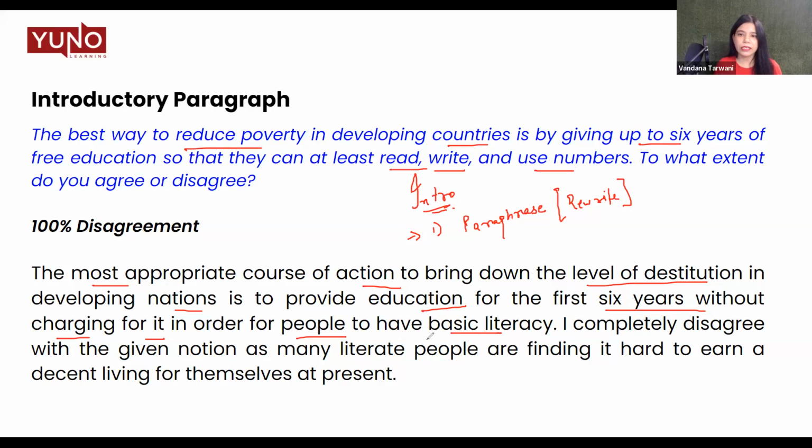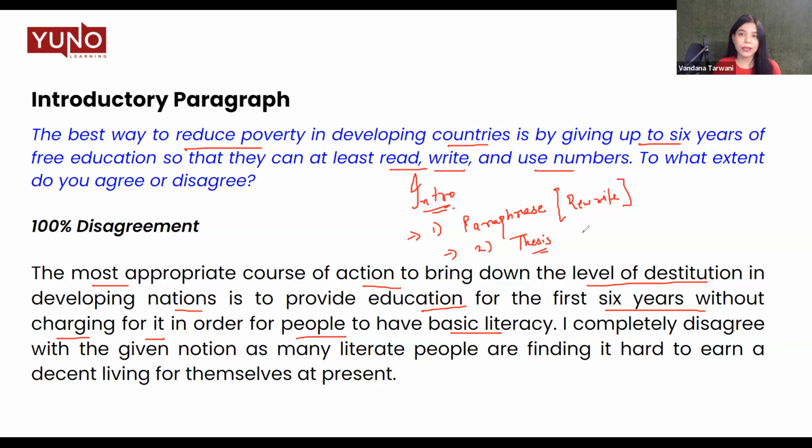There are other strategies also. For example, you can change active voice to passive voice when you are paraphrasing, or you can change a complex sentence to compound sentence. So there are various strategies that you can use to paraphrase. What we are doing here is we are using synonyms. Now, once the paraphrasing statement is done, then comes the star of our essay, which is the thesis statement.